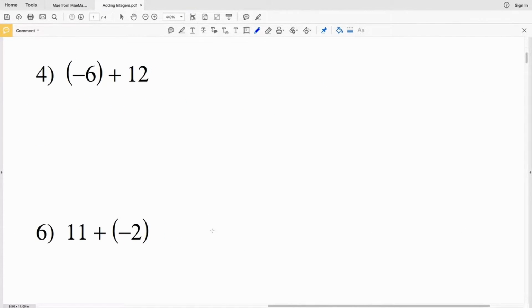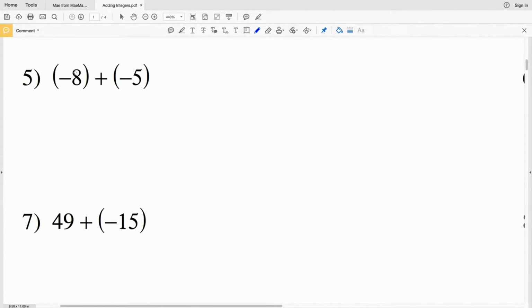Number 4 says -6 plus 12. -6 moving over 12 is going to give us a positive 6. Number 5, we have -8 and we're adding a -5. So we're going to start at -8 on the number line and we're going to move to the left 5 more units. So it will be a -13.